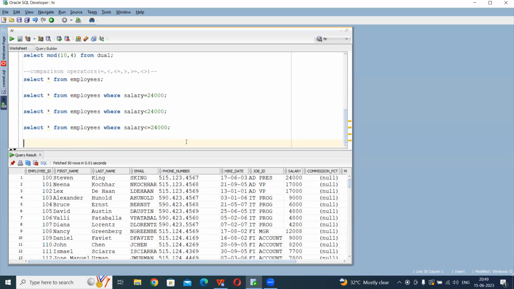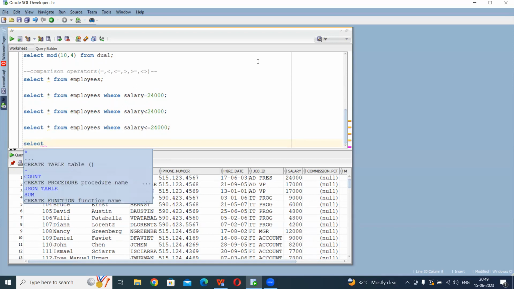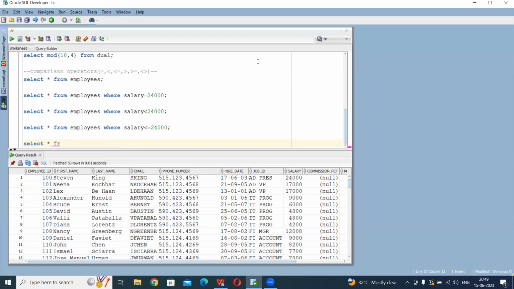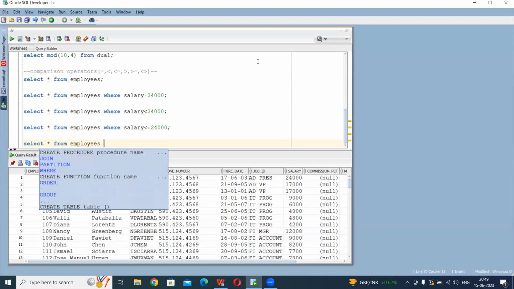The next comparison operator we have is greater than. For that greater than only, we'll be writing our queries. We'll write our query starting with the select keyword. After the select keyword, I have mentioned star, because I want to retrieve everything. After that, I have mentioned the from clause. After the from clause, I have given my table name as employees. I want to retrieve data from this employees table only, so I have mentioned the same.